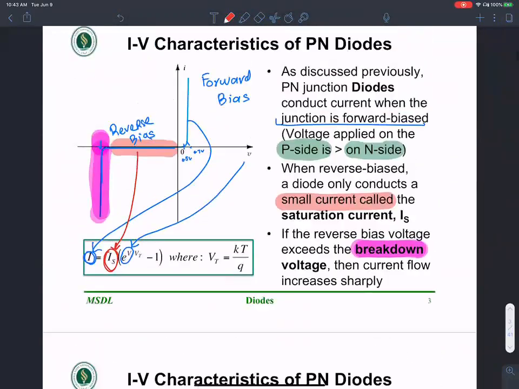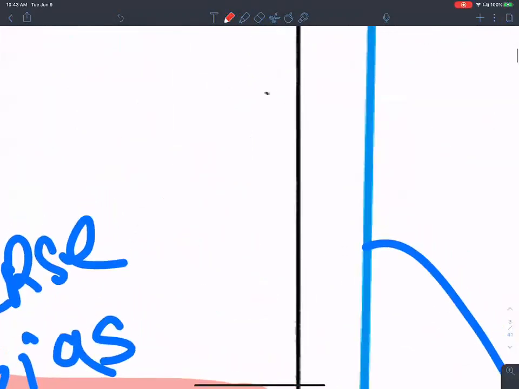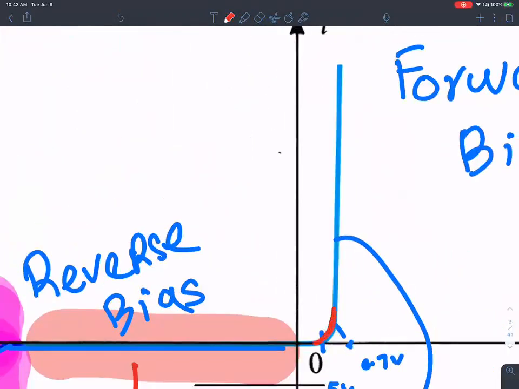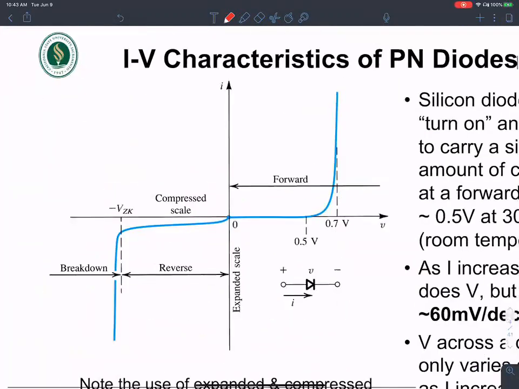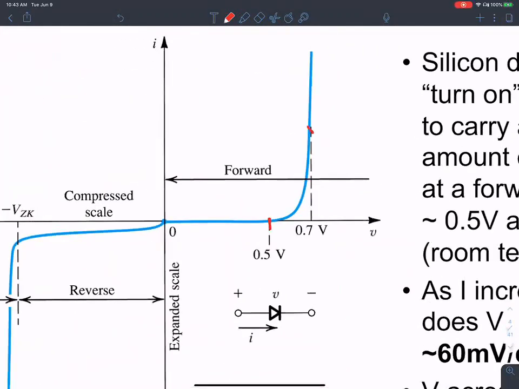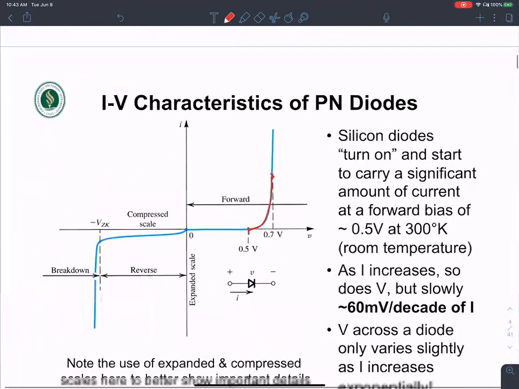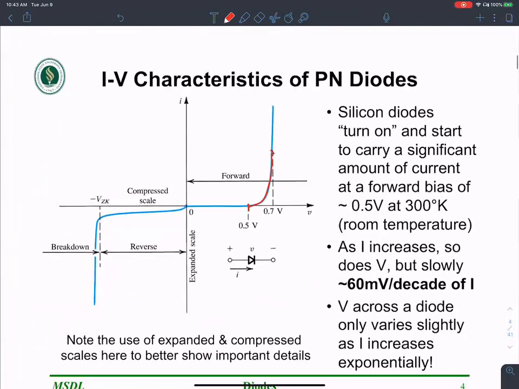So if I zoom in on this region to highlight the exponential behavior, that's exactly what is happening here. From 0.5 to 0.7 volts, this is the forward bias region. A silicon diode turns on at approximately 0.5 volts, and until then, if you notice, the current is pretty close to zero.